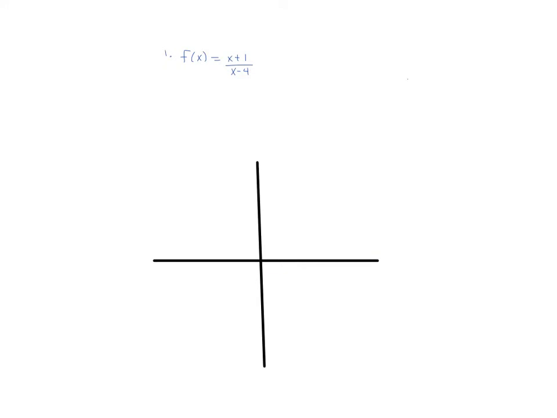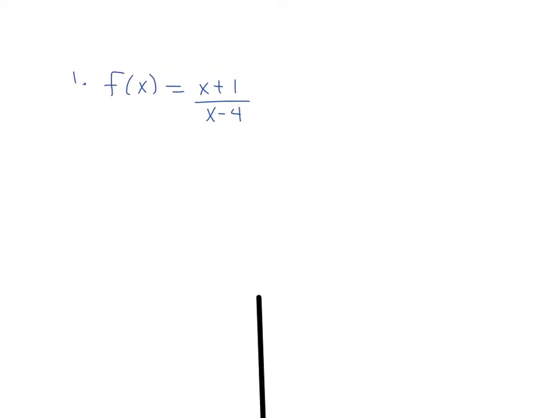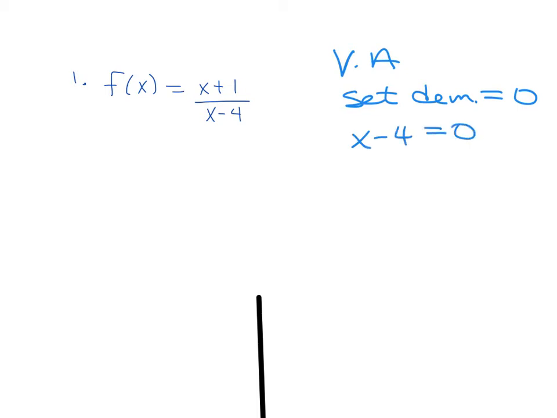So again, step number 1, find the vertical asymptote. And I'm going to do the vertical in blue. So for the vertical asymptote, you set the denominator equal to 0. So x minus 4 equals 0. I'm going to solve for x. And I have a vertical asymptote at x equals 4.